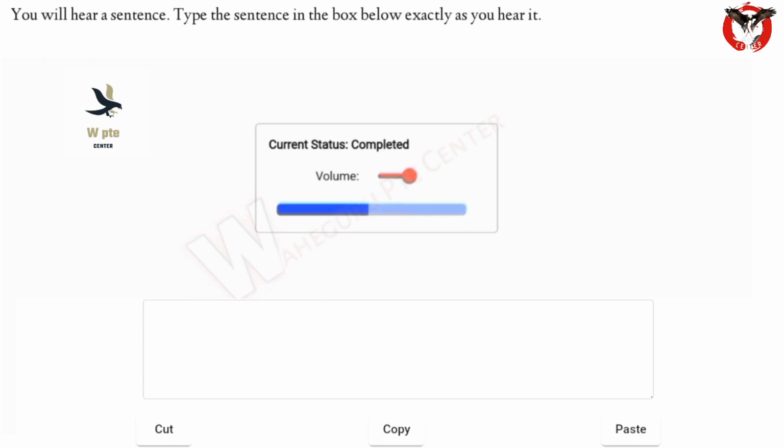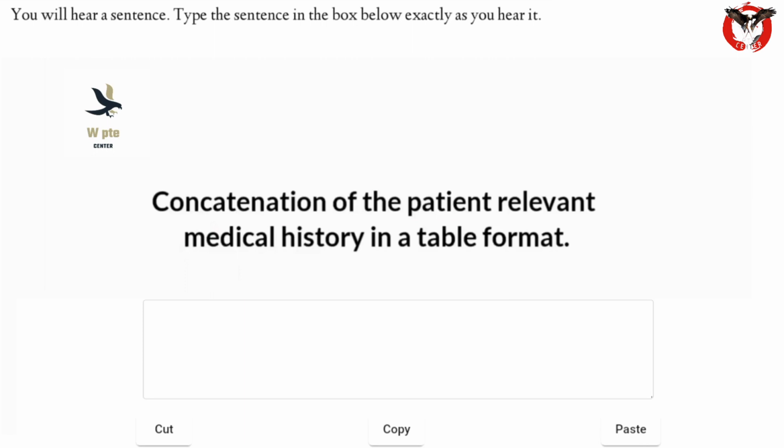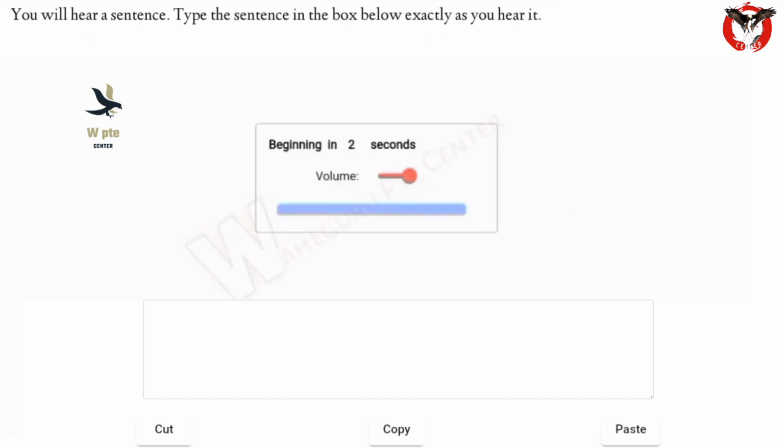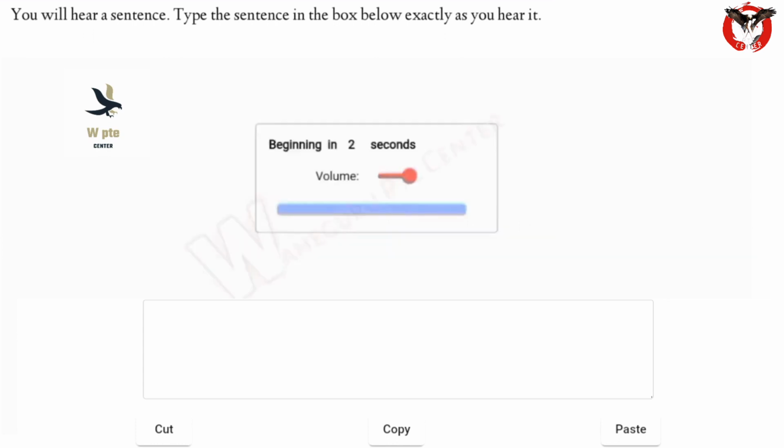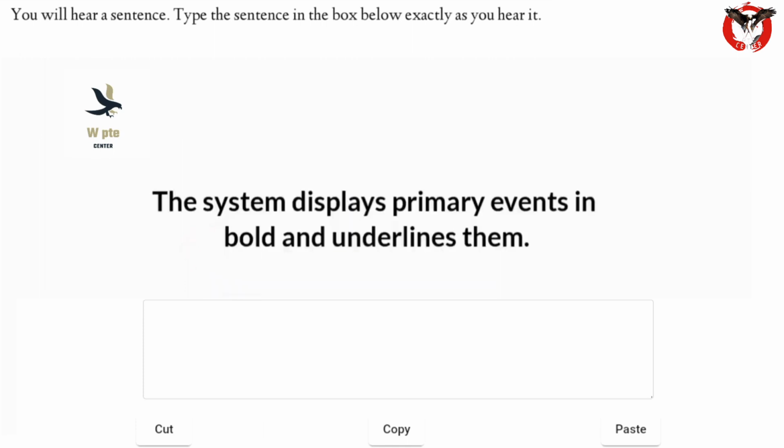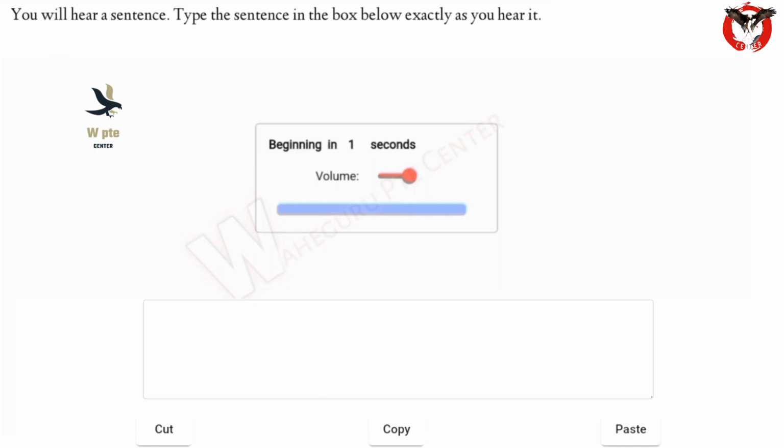Concatenation of the patient-relevant medical history in a table format. The logic provided in summary tabulations is used to populate this field. The system displays primary events in bold and underlines them. This line listing does not restrict cases based on reaction terms.